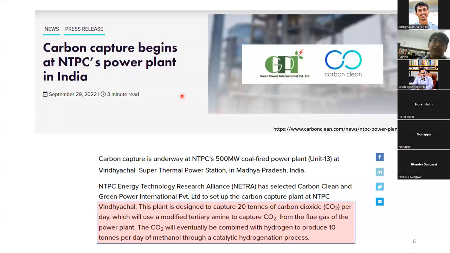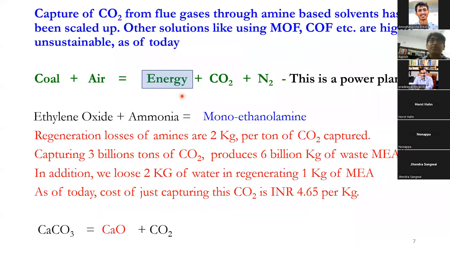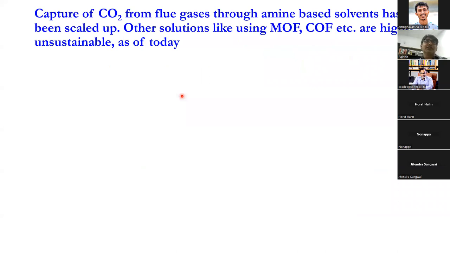Now, this CO2 capture plant basically relies on amine-based solvents. Okay. Now, what is amine-based solvent? So let me first show you this. The title which I have put over here: capture of CO2 from flue gases through amine-based solvents has been scaled up. Around the world, in multiple places, it has been demonstrated. In India also, there are at least two such large units which are operating currently, and people are learning the bottlenecks and whatever comes out from this particular process.